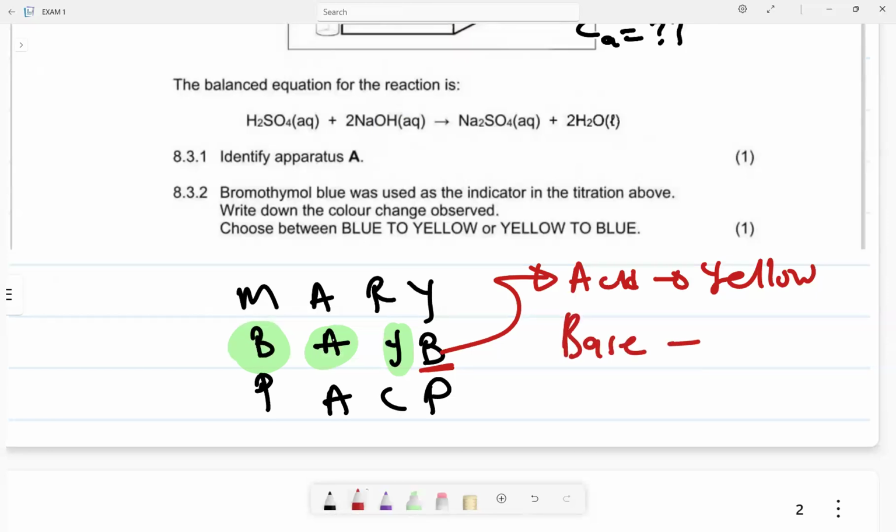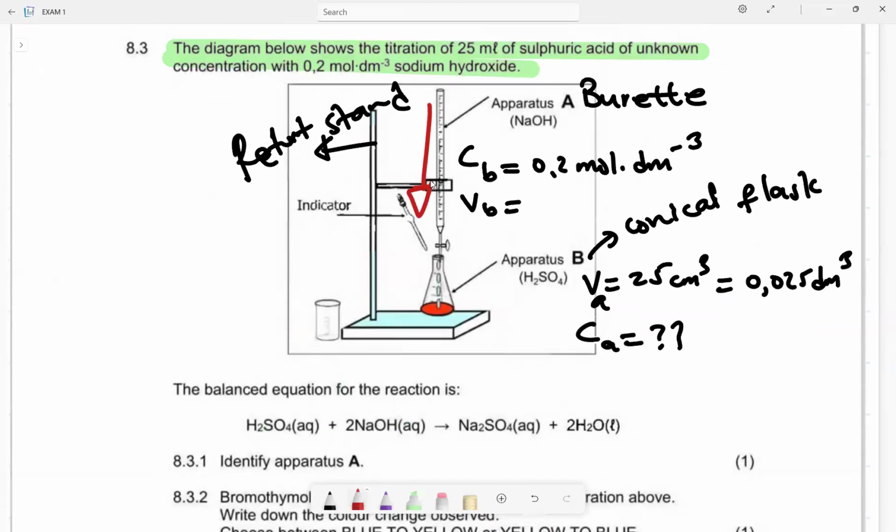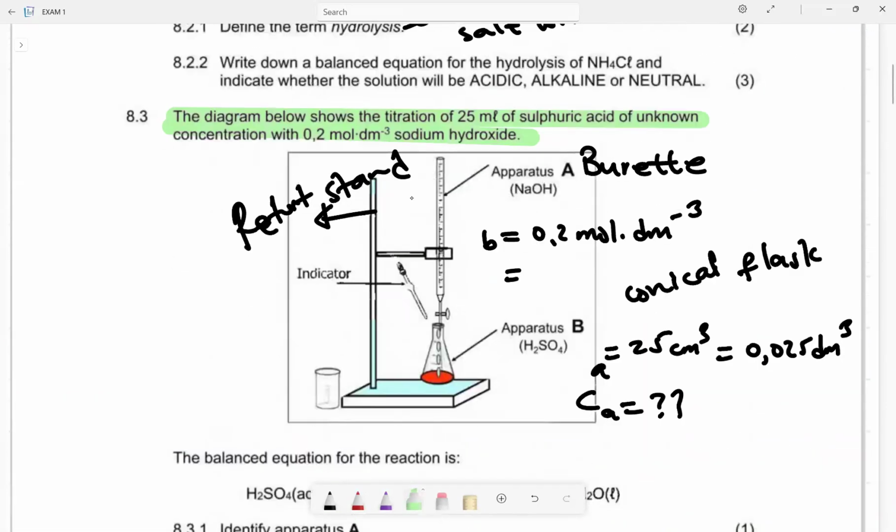So as I add my sodium hydroxide, I'm adding my base. So the color change will be, when I add my base, blue. It means my color change will move from yellow to blue. So from yellow to blue. That's it for this question.